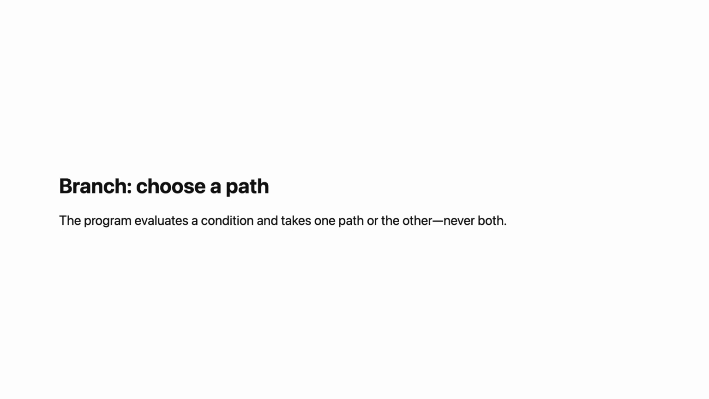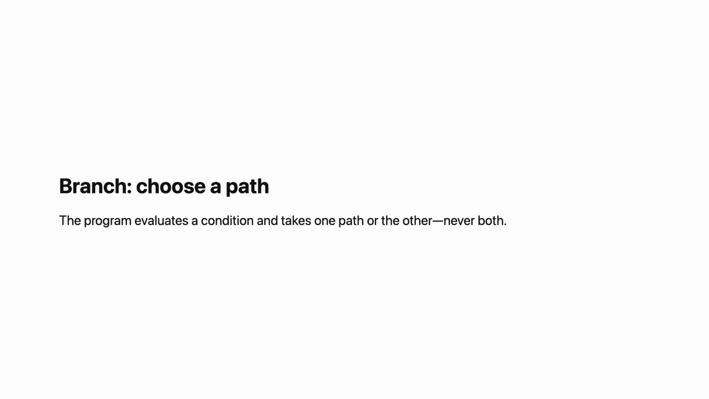The key insight: only one path executes. If the condition is true, the true path executes and the false path is skipped. If the condition is false, the false path executes and the true path is skipped. Both paths exist in the program, but only one executes on any given run.